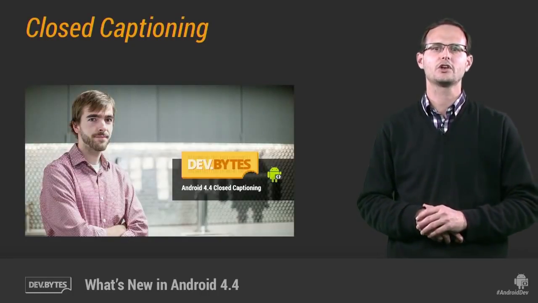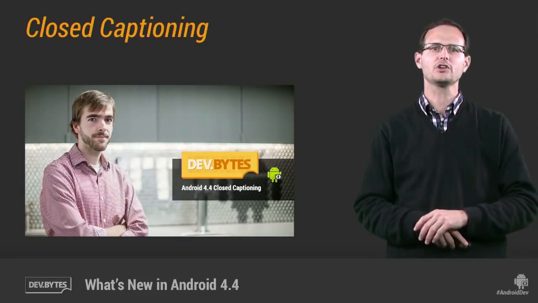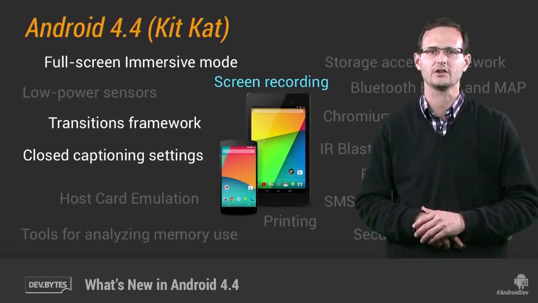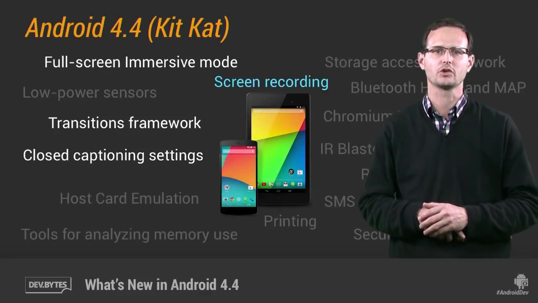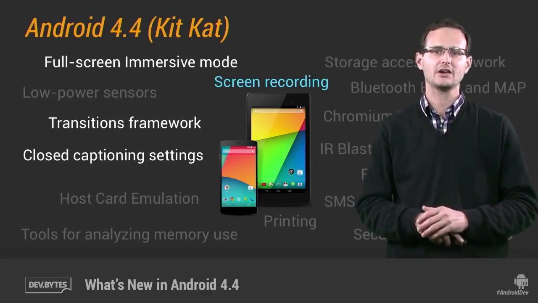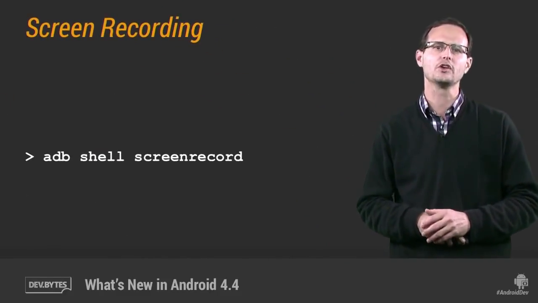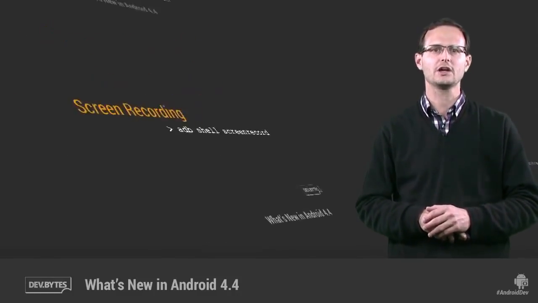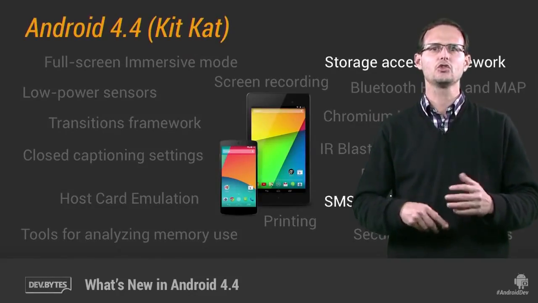If you've ever tried to record a demo of your app by holding a video camera very steady, you'll appreciate the new screen recording tool that lets you capture video as you use the device and store it as an MP4. You can record at any device-supported resolution and bitrate, and the output retains the aspect ratio of the display. You can access screen recording through the ADB tool, calling ADB Shell Screen Record, or through the DDMS panel in Eclipse or Android Studio.